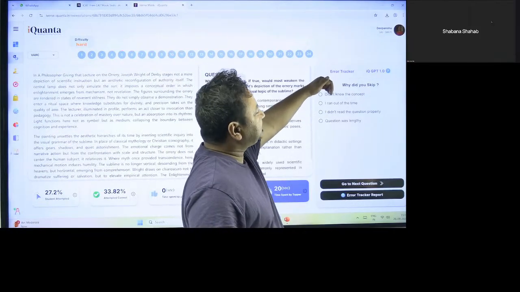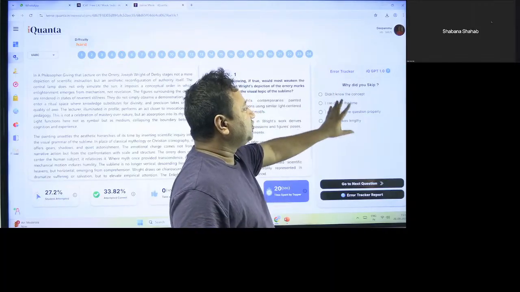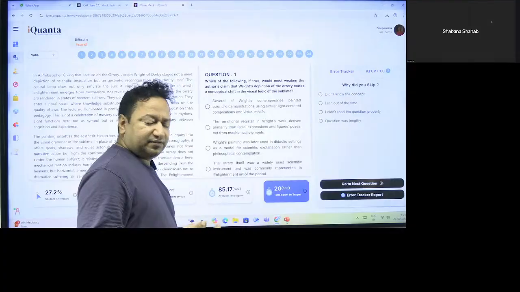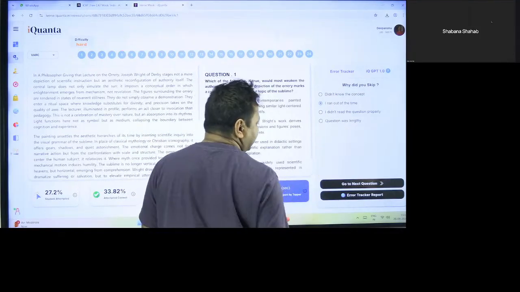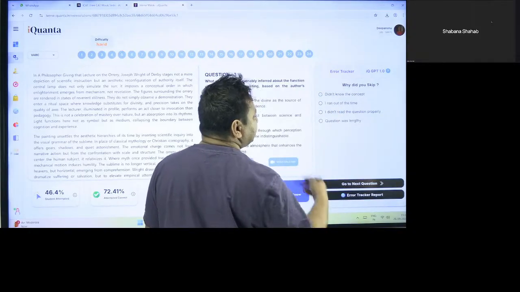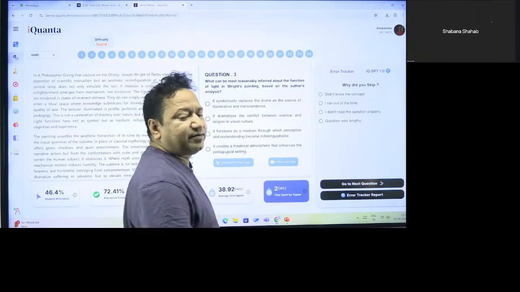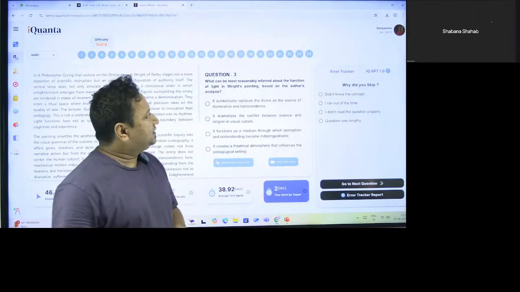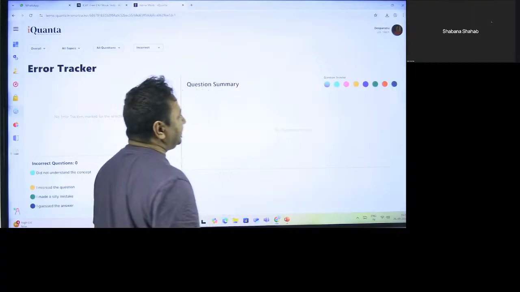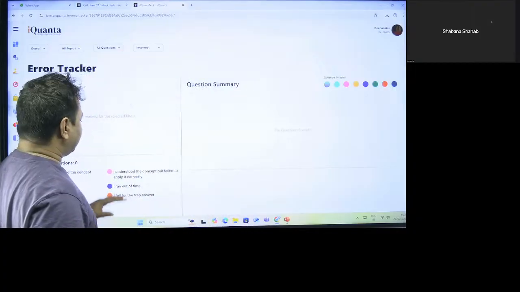Why did you skip? Because he skipped the question, that is why. There are 4 options: didn't know the concept, I ran out of time, I didn't read the question properly, question was lengthy. So let's say he clicks here, then goes to the next question, didn't know the concept, goes to the next question, and so on. Basically, you'll just tick what went wrong. And once you have ticked that, you will be getting a proper error tracker report. You click here, this is how you'll get it.